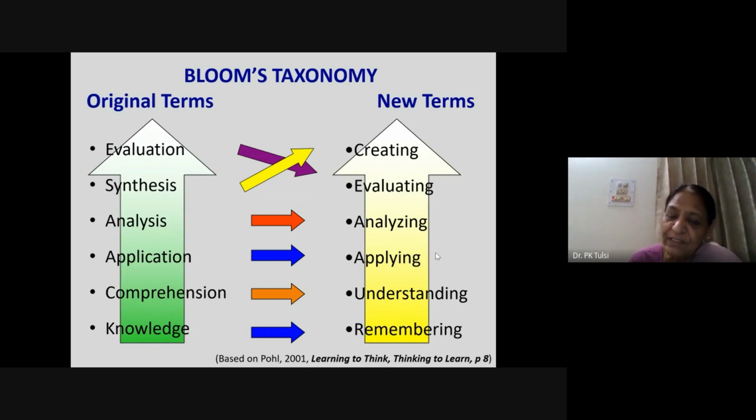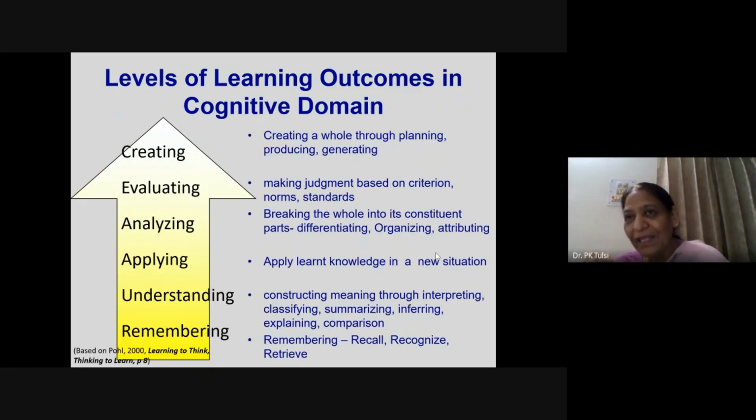Now, when we say remembering, remembering means anything which requires rote memorization, recall of the previously learned knowledge, and use of that. So remembering requires rote memorization and recall of that information and reproduction of that information when it is needed. This is the simplest, lowest level of learning outcomes.